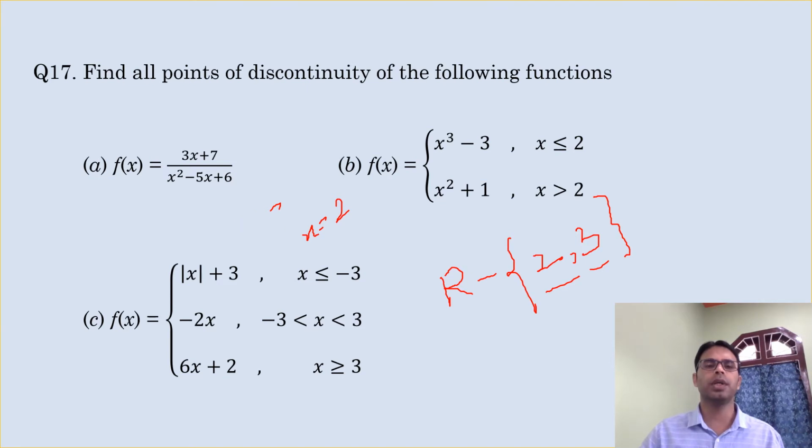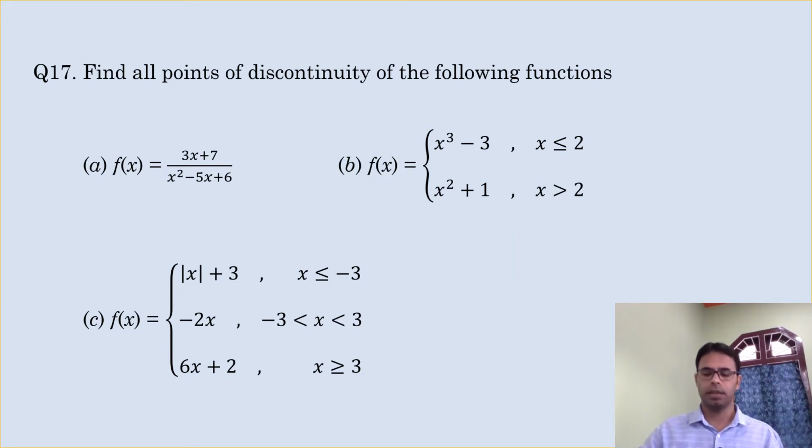So this question you can solve directly. You may write the function is discontinuous at x is equal to 2 and x is equal to 3. That is the answer for question number A. Now the question number B, this type of question is already done and you can solve this question. I am going to solve the question number C. So C and B are of a similar type, so I am going to solve the question number C.